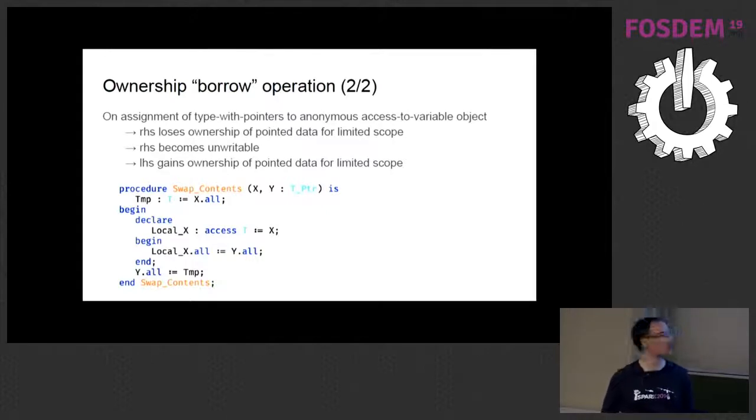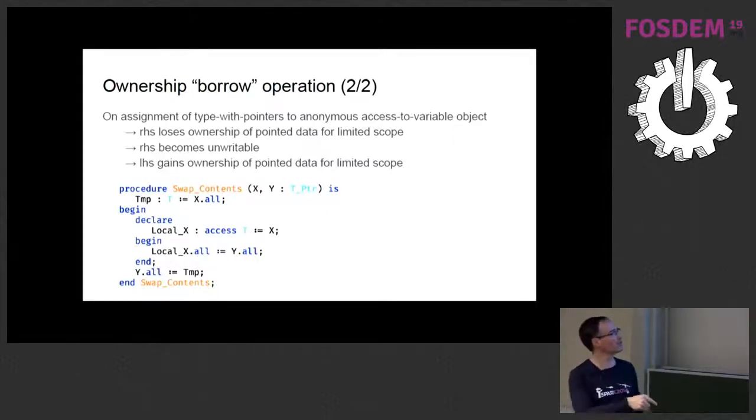Now let's look at the more complex borrow, the local borrow. So we can define a local variable here of an anonymous access type. That's how we distinguish this from the move. And here, because we're writing that, the ownership system understands that we are borrowing X into this local variable. What it means is that for the scope of the local variable, X becomes unwritable. And so here I can still write, but through the borrower, to the underlying memory pointed to by X still, but that it doesn't own.